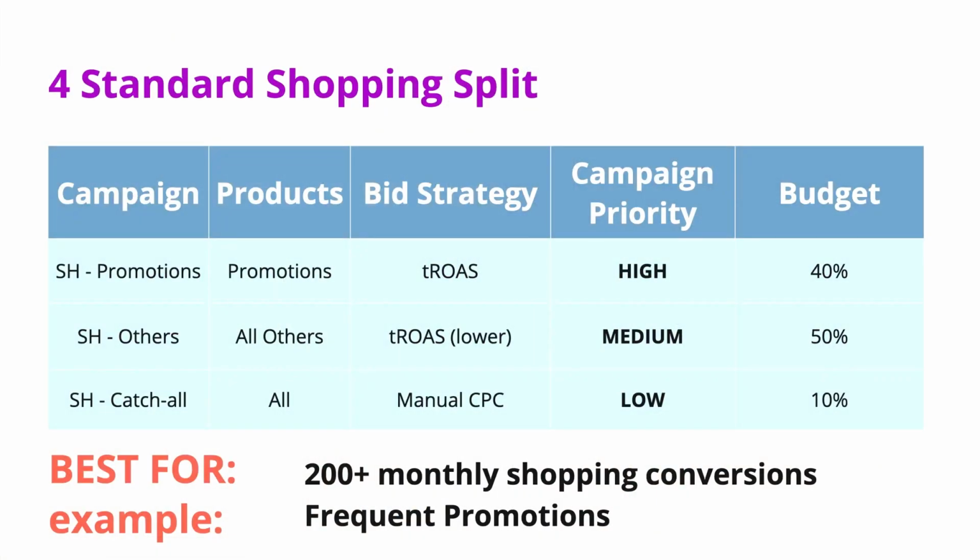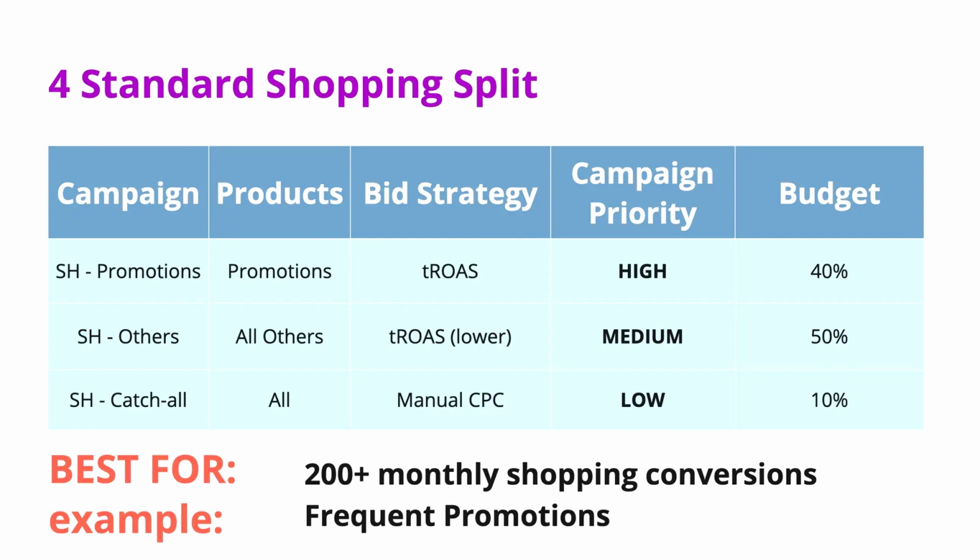Standard shopping split powerhouse. For Google Ads accounts spending $20,000 or more monthly, maximizing granular control and optimization becomes a lot more important. Let's look at how the standard shopping split powerhouse setup works. For example, when your account gets over 200 monthly sales and you run frequent promotions. Put 40% of your budget into your promotional products campaign. Set a higher ROAS target here since these items perform better.